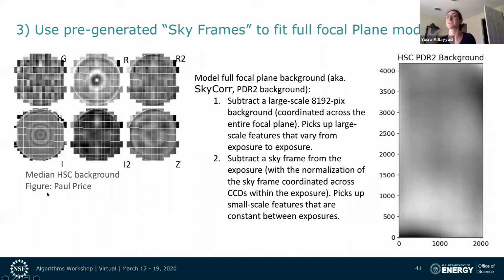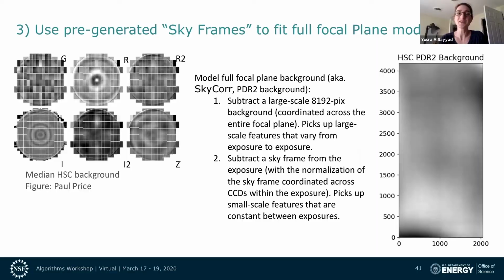So for that same CCD, this would be what the SkyCorrection PDR2 background would look like. You can see the smaller scale structure in this that you couldn't see before in the local per CCD background. And then using this background subtracted from each CCD, we co-add the images. And then in PDR2, we did not do any more background subtraction after that. That was it. We did detection and measurement on those images.